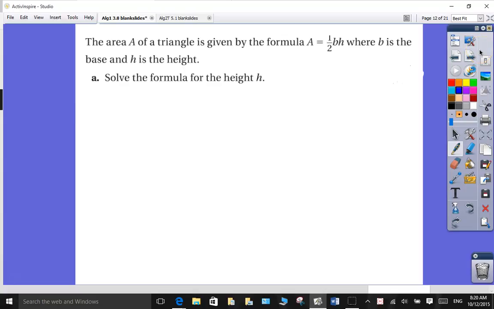Okay, here's a geometry formula, which you are not expected to know yet, I guess. Maybe you've had it before. Have you had area of a triangle? Yes.